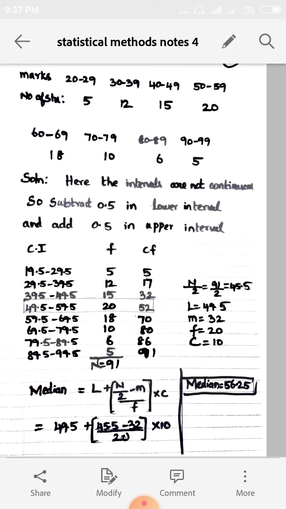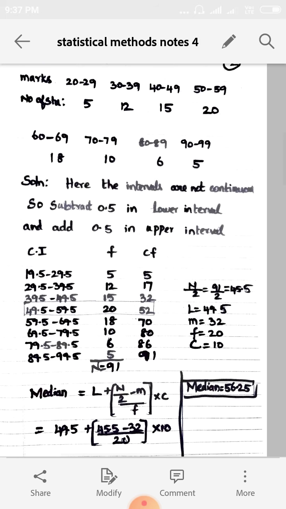So select that row. See, I put one box, select that row. The corresponding lower interval is 49.5. So L is equal to 49.5. And M is equal to the cumulative frequency of the pre-median class, which is 32. And F is equal to the frequency of the median class, that is 20. And C is equal to the class interval. Clear, girls?